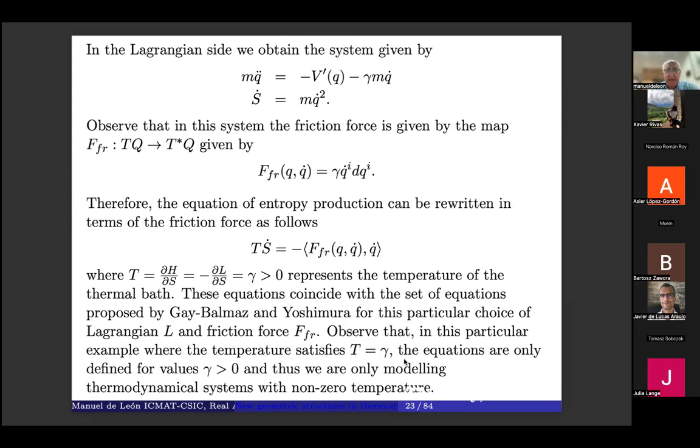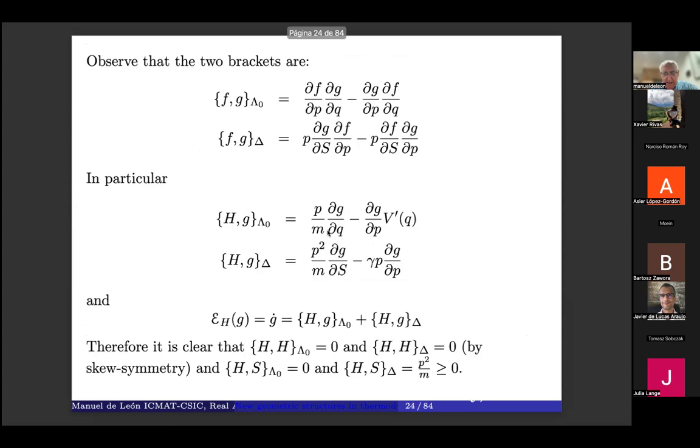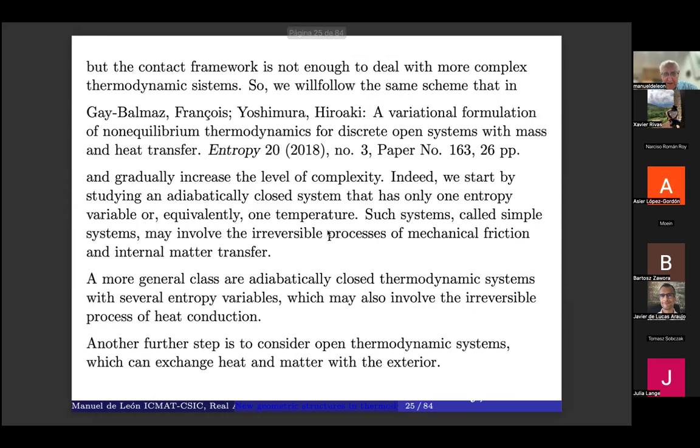And of course, in the Lagrangian side, we obtain this. Well, I think that this is not necessary. This is just a way to show how the evolution of the entropy is related with some friction in the system. So I will skip this because it's not the most important thing.